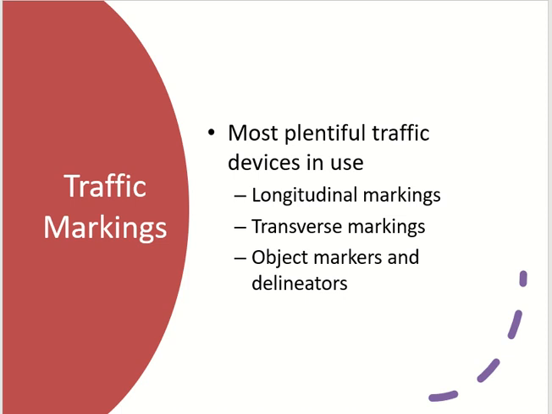Transverse. Stop line. What else? Traffic light is a sign. It's a sign that you don't know. No, we are talking about markings. Marking is a type of device.